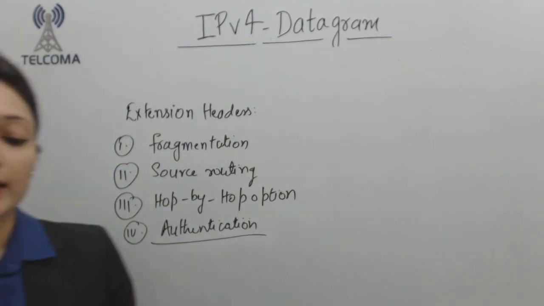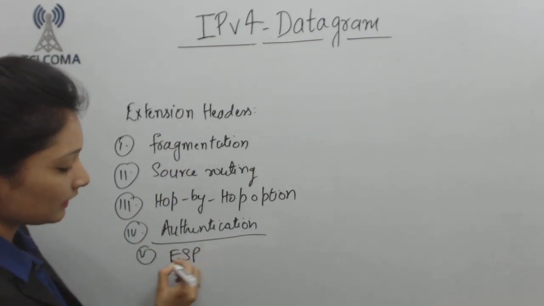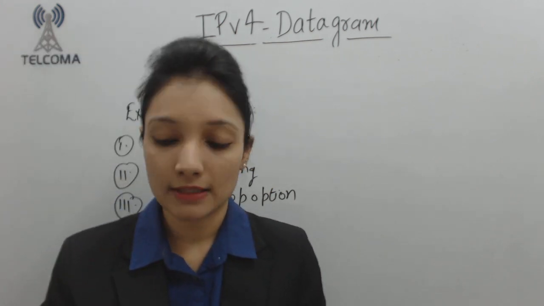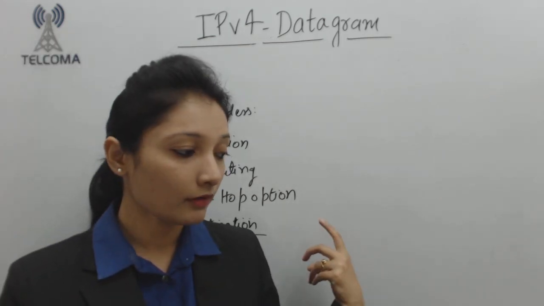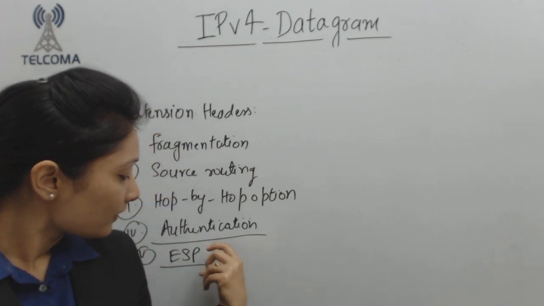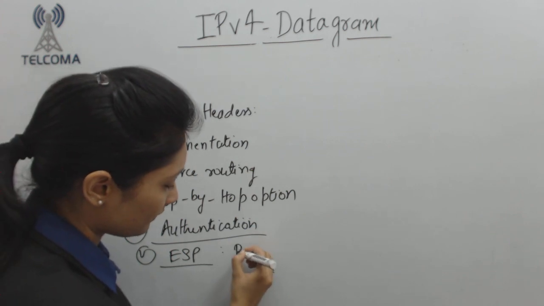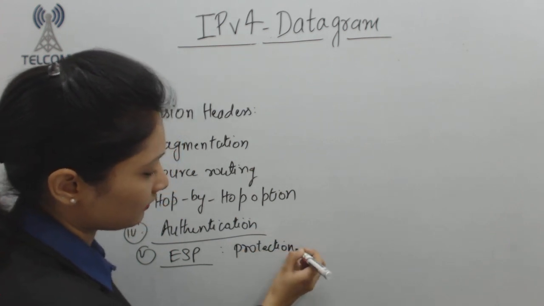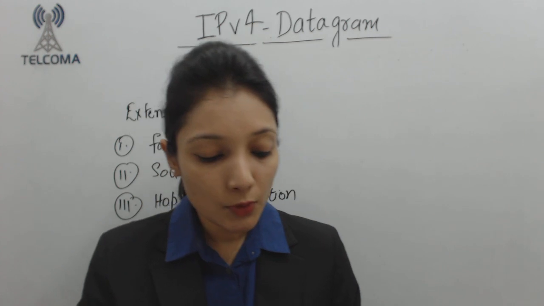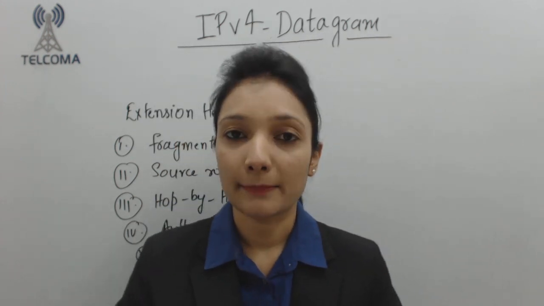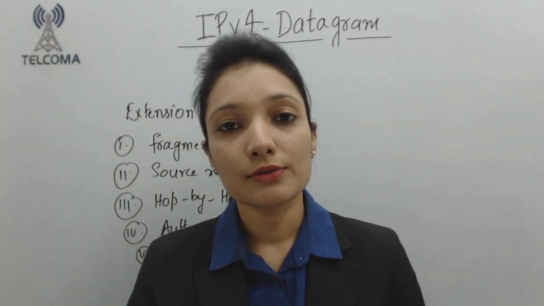After that, we have the encryption security payload also, which is ESP. This is an extension that provides confidentiality and guards the security of your data. That means it is for the protection of your data against any hostile attackers. So here we have talked about the IPv4 datagram format and the IPv6 datagram format. So this is all for today's class.